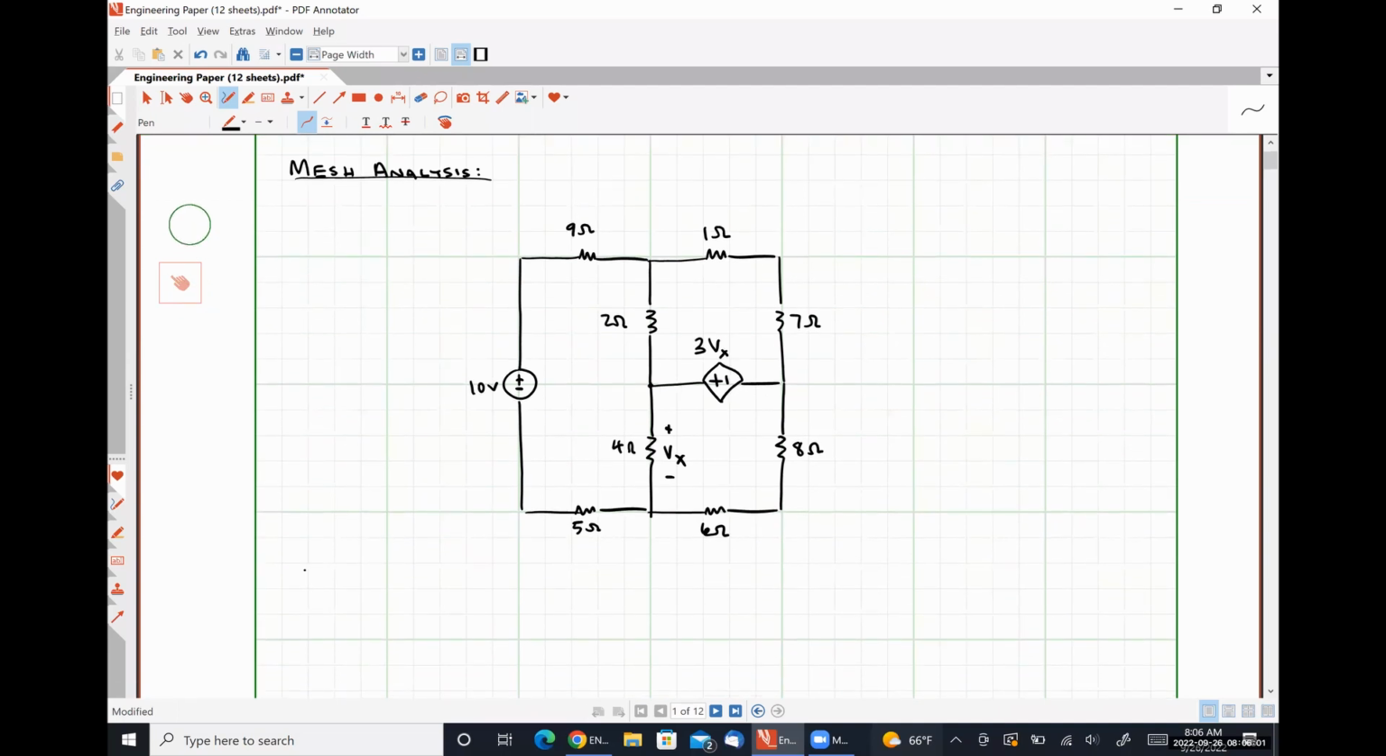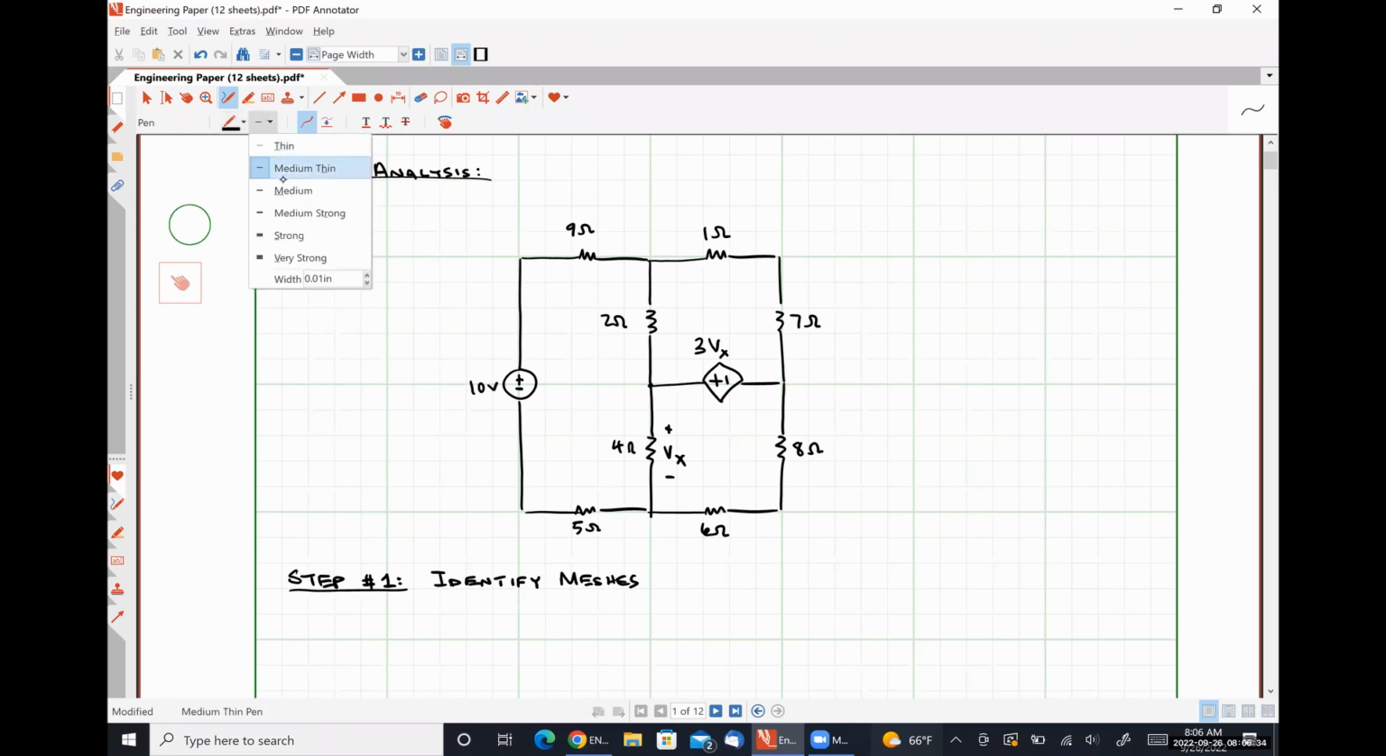Our first step is to identify our meshes. Does anybody remember what a mesh is? We talked about this on literally the first day of class. So a mesh is just a loop that doesn't contain any smaller loops. So this particular circuit contains exactly 3 meshes.